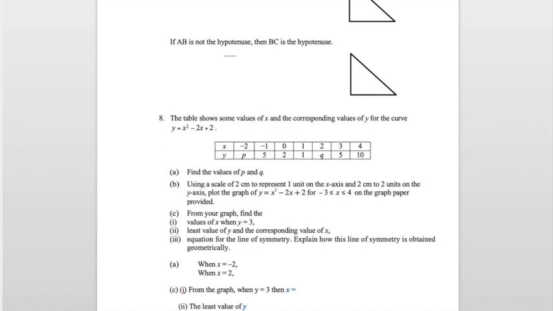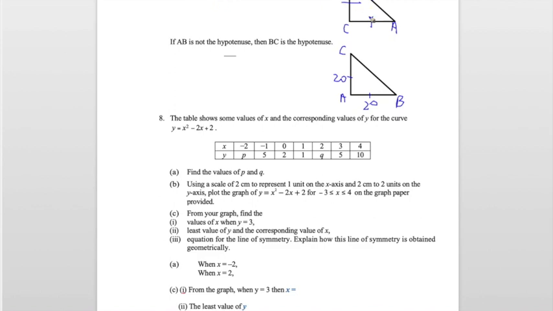So if this is a triangle and if AB is the hypotenuse, then BC will be equal to AC. If AB is the hypotenuse, 20, but if AB is one of the sides, then BC will be the hypotenuse. Then these two lengths will be equal.